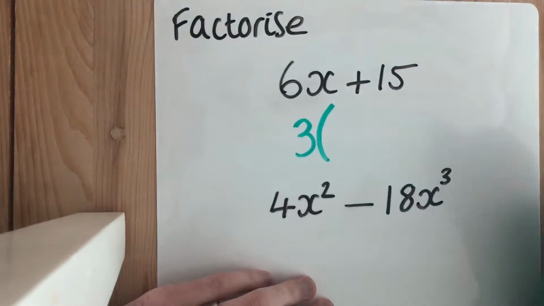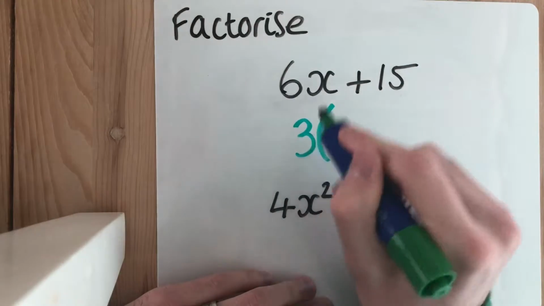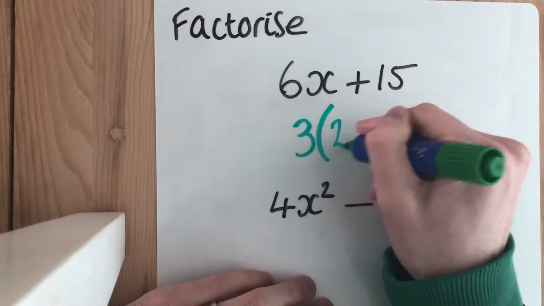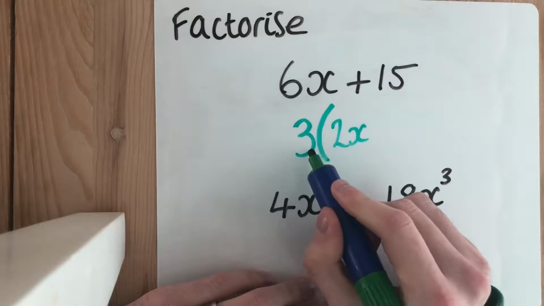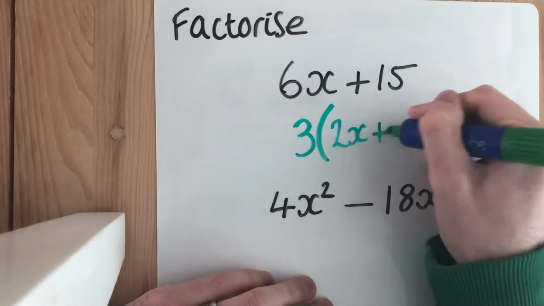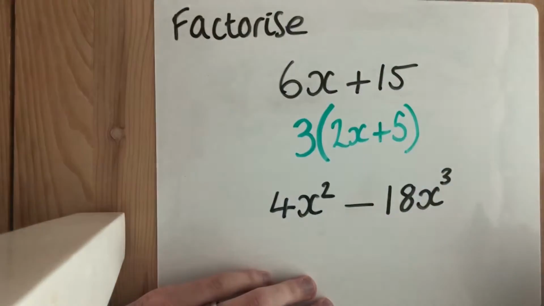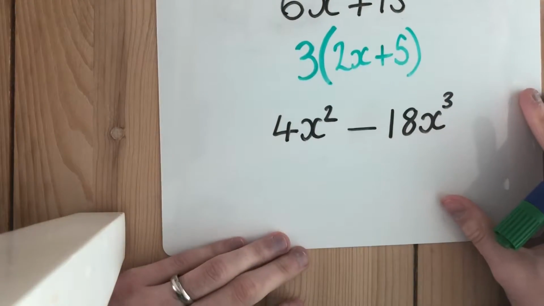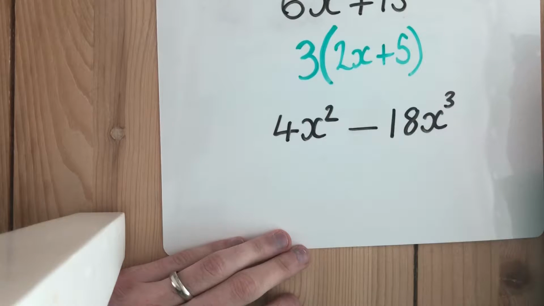I then open my bracket, and what would I multiply 3 by to get to 6x? Well, it's 2x. And what would I multiply 3 by to get to positive 15? It would be positive 5. And that's it. Now the next one looks trickier, but it's not.